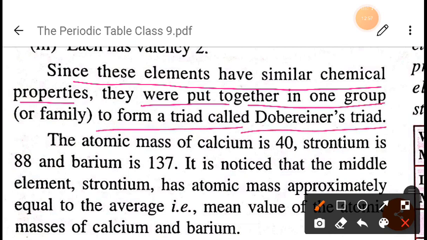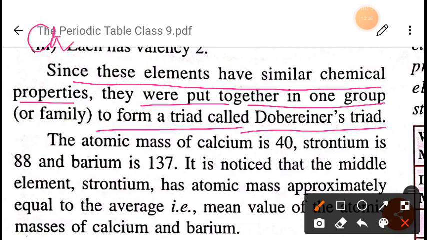He showed that they are all metals, their oxides are alkaline in nature, and each of them has a valency of 2. By seeing these chemical properties, Döbereiner decided to put these elements together in one group or family, which he gave the name Döbereiner's triad.